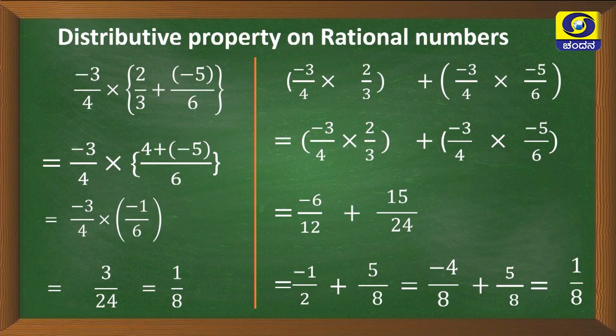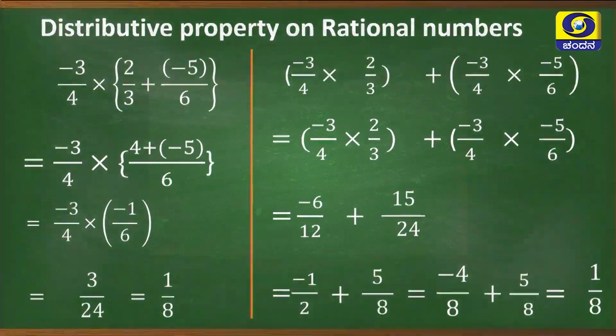Now, when I simplify 6 by 12, it is minus 1 by 2, and 15 by 24, it is 5 by 8. If I take the LCM, or if I multiply the first fraction minus 1 by 2 by 4, I am getting minus 4 by 8. So, with the same denominator 8 as the common denominator, if I simplify the numerator, I am getting 1 by 2. In both the cases, I am getting the same answer. So, if I do this for the larger numbers, it is very easy. So, this property is called distributive property on rational numbers, children.